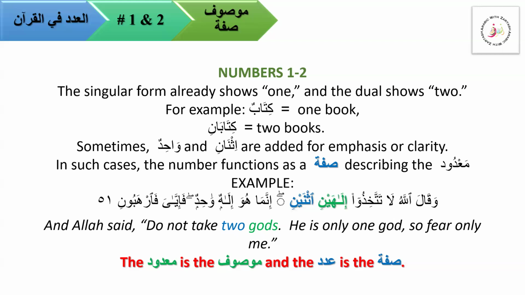So this is what we are going to remember for numbers 1 and 2 only, that whenever we see a fragment which has the number and its Madud, with 1 and 2 as the numbers, we are going to take it as a Mawsuf Sifa fragment. Adad will be the sifa describing the mawsuf. As we can see here, ilahin isnain, we have two gods here. So the two is sifa, and the gods in this case is a mawsuf. So this is the main thing that we are going to remember for numbers 1 and 2.